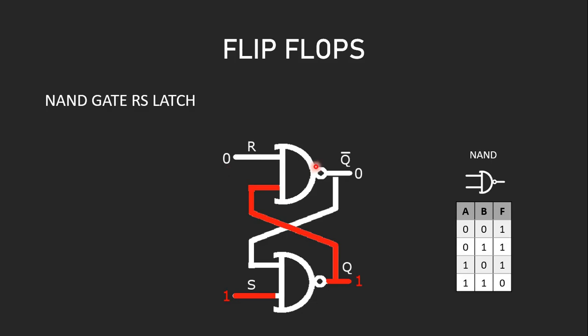Okay, so let's do that. When you turn the reset terminal from 1 to 0, what would happen? This is a NAND gate, so 0, 1 in a NAND gate would output a 1, right? So now the Q bar output is set at 1, and this logic gate would output a 0. So you've sent a pulse to the R terminal and you've successfully set the Q output to 0.